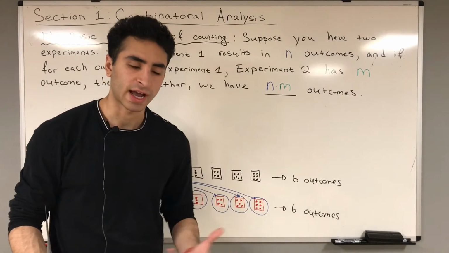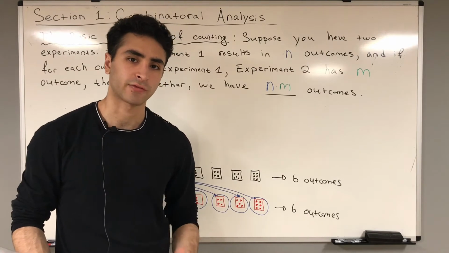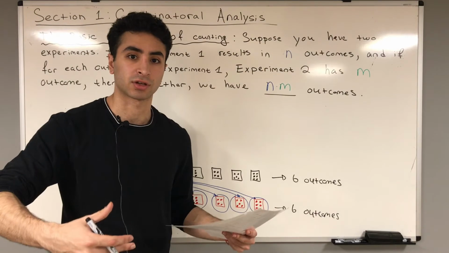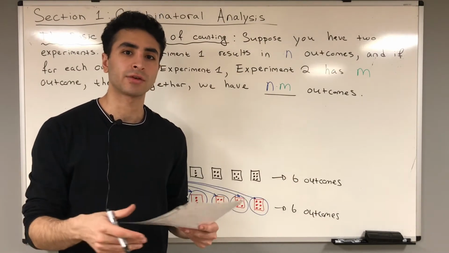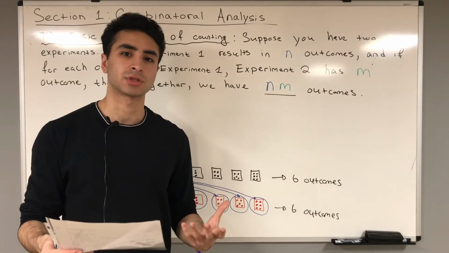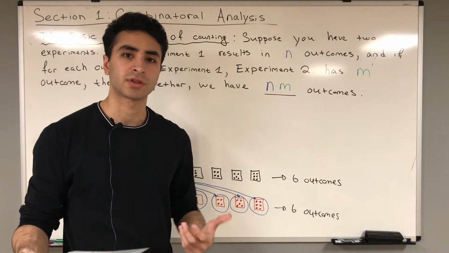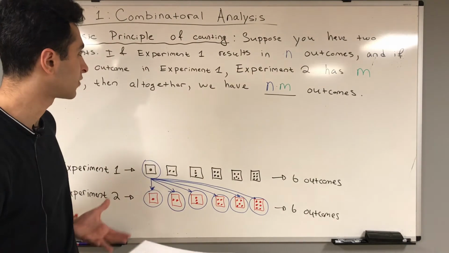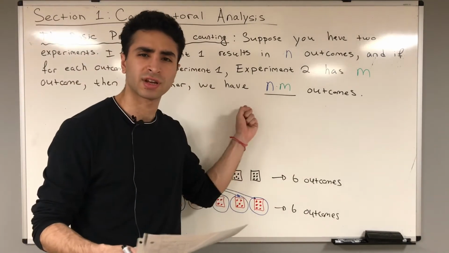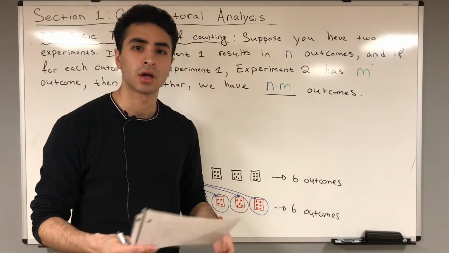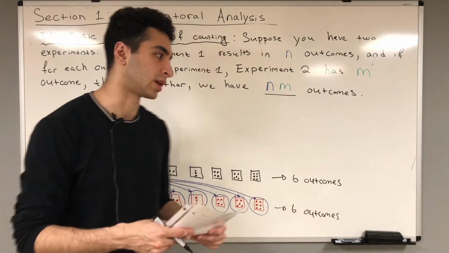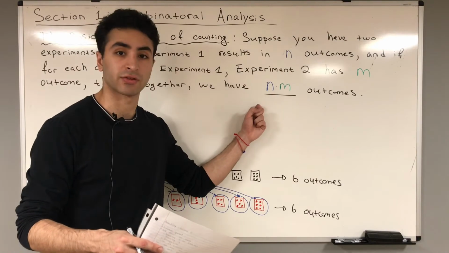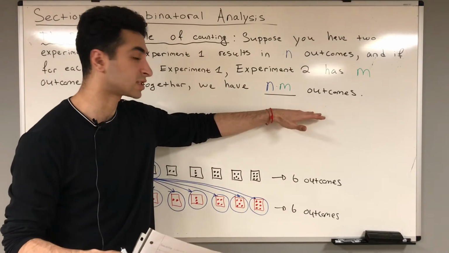If experiment 1 has a certain number of outcomes, and for each of those outcomes, experiment 2 has another certain number of outcomes, say m, then altogether you should multiply the number of outcomes you had in experiment 1 with the number of outcomes you had in experiment 2. That's what the basic principle of counting says, and the way to prove it is literally just by listing out all of the outcomes that are possible. And we did that specifically for the other example, but you could do it in general. So this is true.